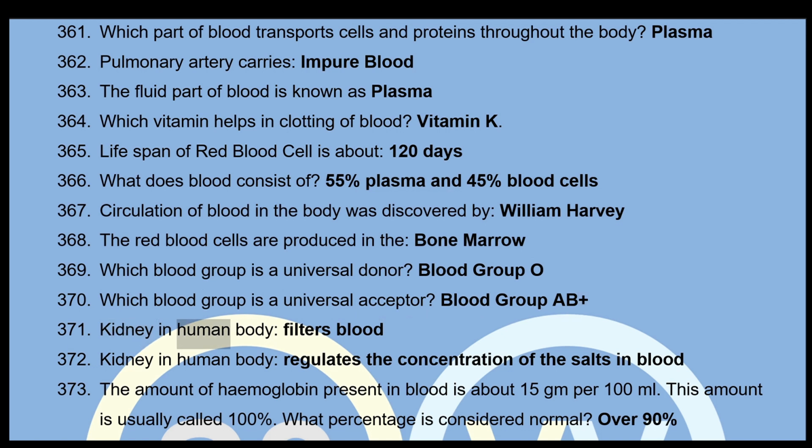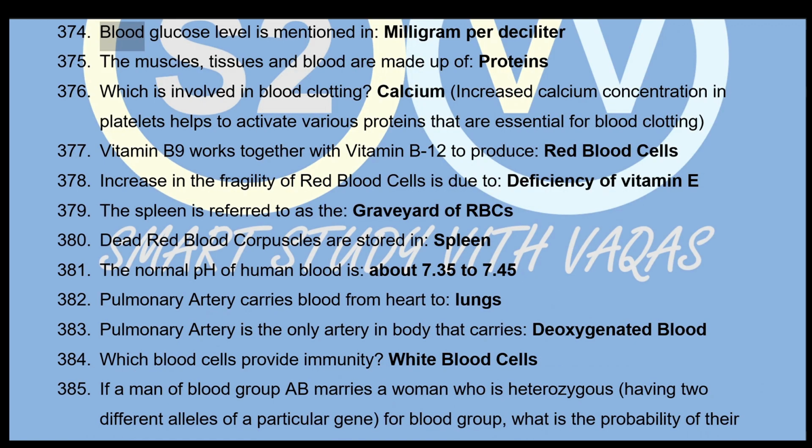Kidney in human body filters blood. Kidney in human body regulates the concentration of the salts in blood. The amount of hemoglobin present in blood is about 15 gm per 100 ml. This amount is usually called 100%. What percentage is considered normal? Over 90%. Blood glucose level is mentioned in milligram per deciliter.